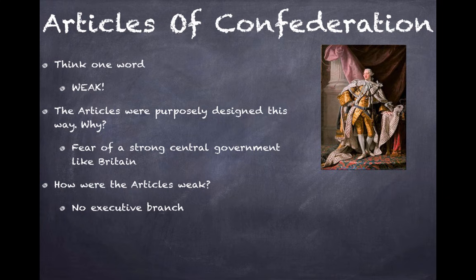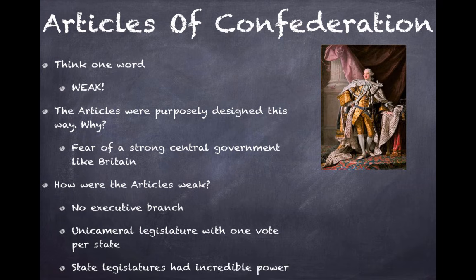There was no executive branch, so there was not a president under the Articles of Confederation. There also was a unicameral legislature with one vote per state. Unicameral means a one-house legislature. So each state had one vote that was equal. So it didn't matter whether the state was super small like Rhode Island or had a lot of people like Virginia, for example. And state legislatures had incredible power. So the legislators were the ones who had all the power because they were elected by the people.